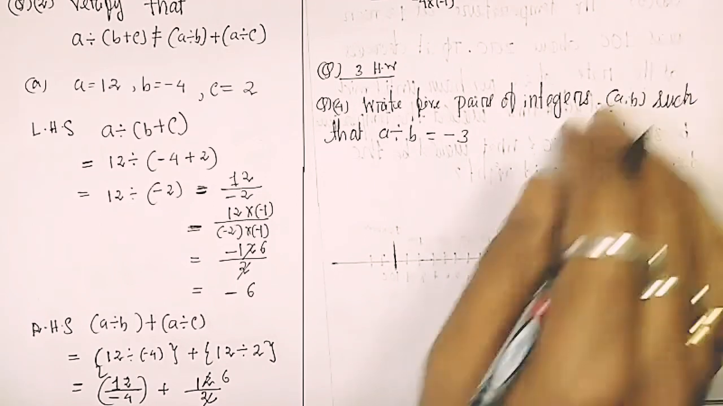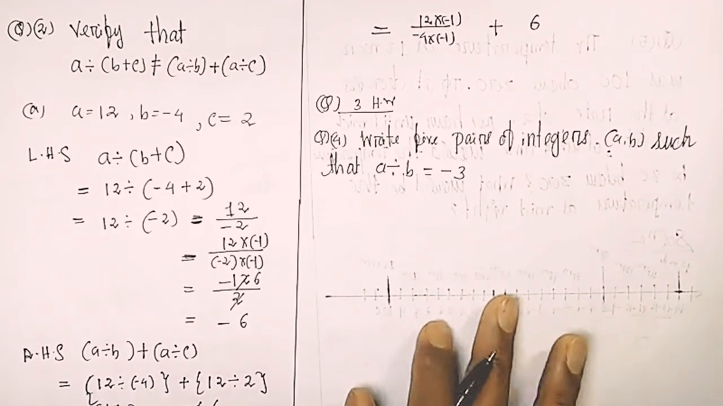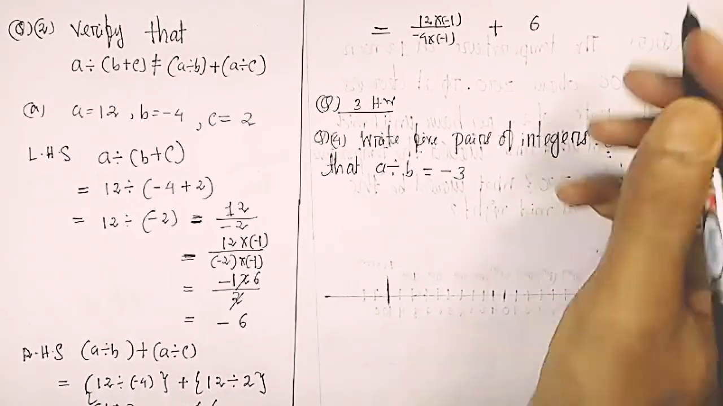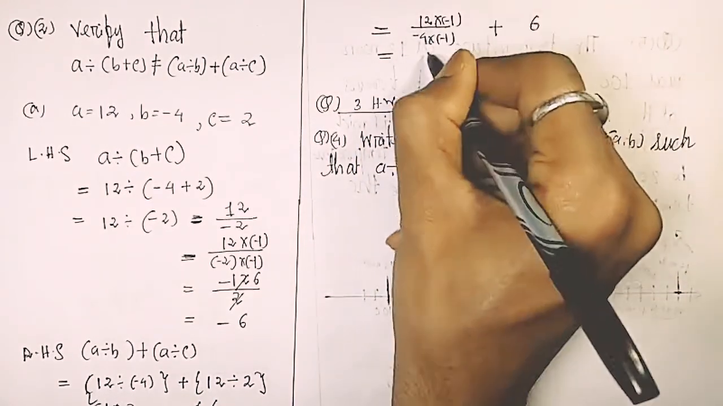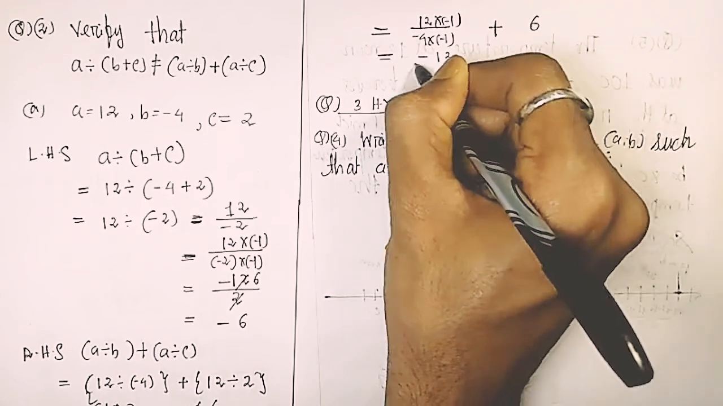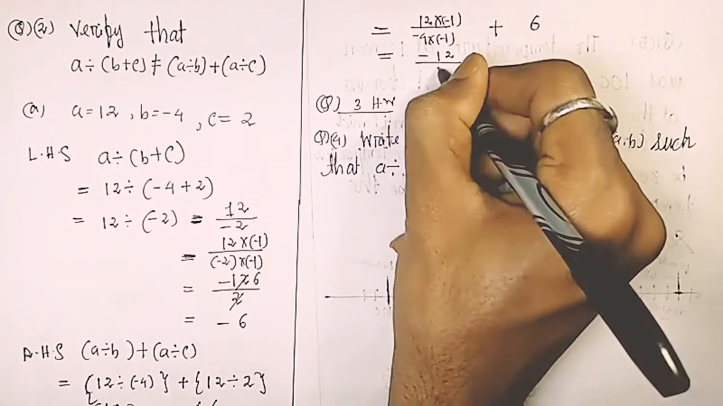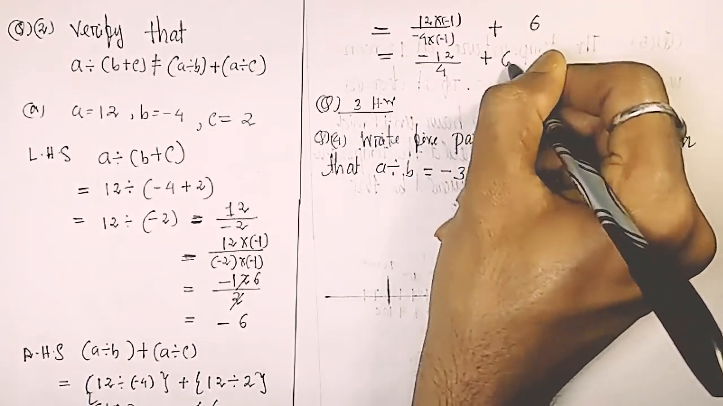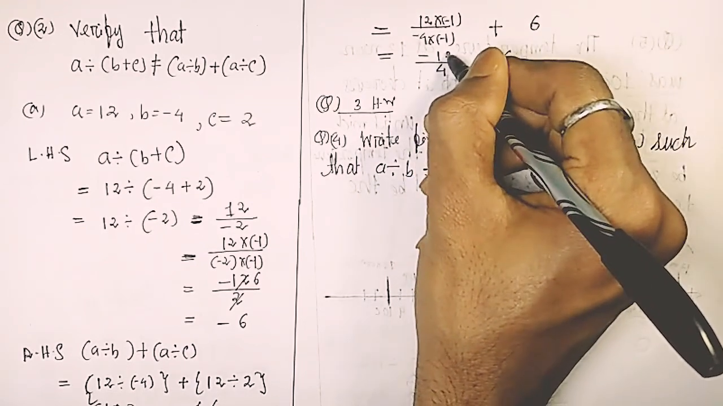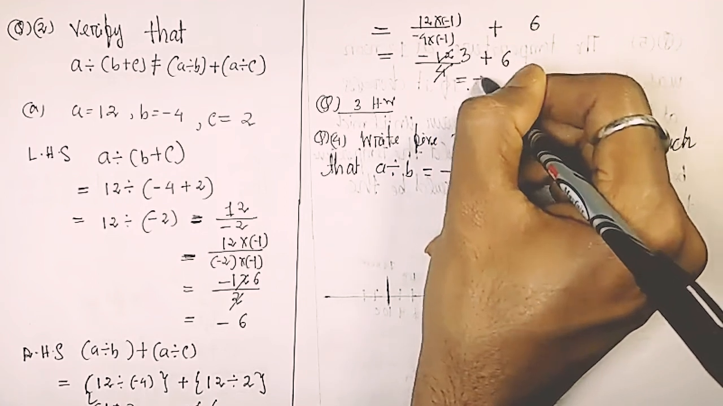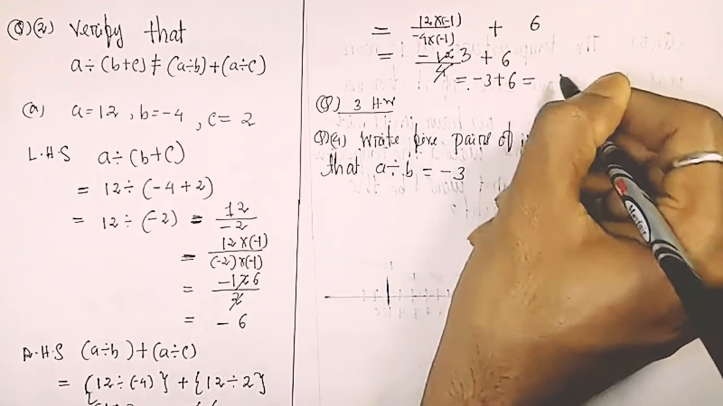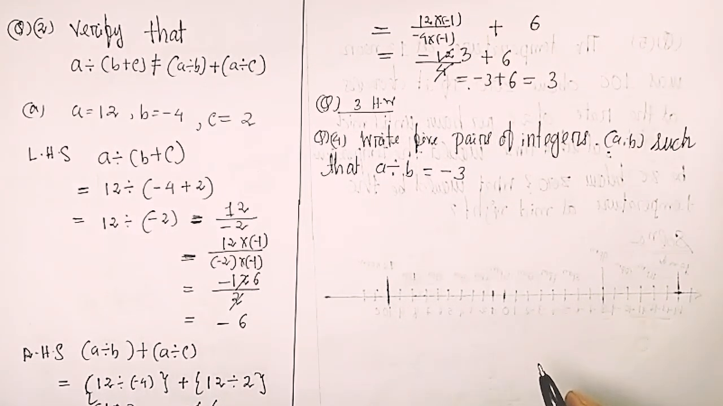You can cancel 6 times. So 12 into minus 1, minus 12, minus 4 into minus 1, plus 4, plus 6. So 12 divided by 4, you can cancel, it becomes minus 3 plus 6. So what is the answer? 3.